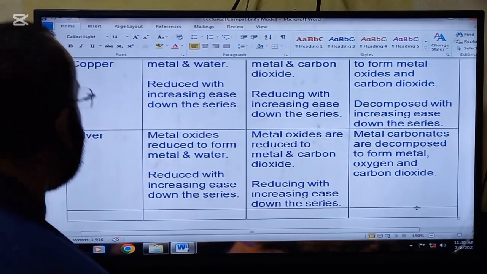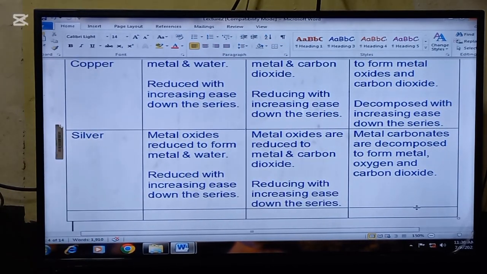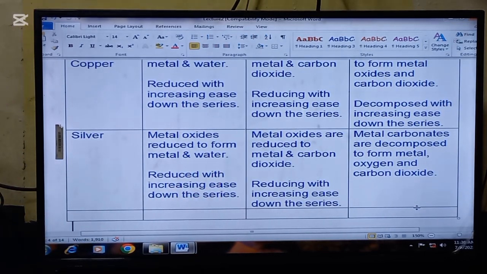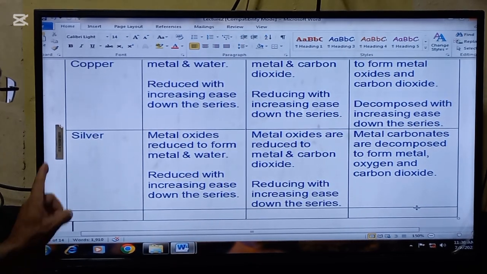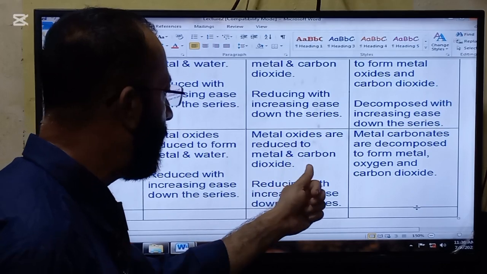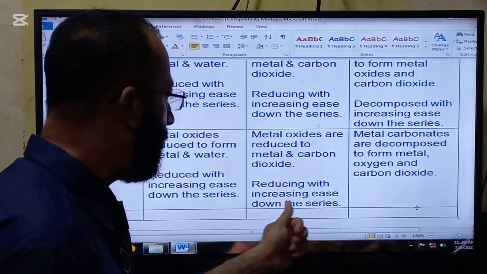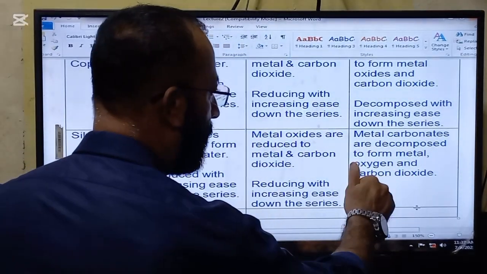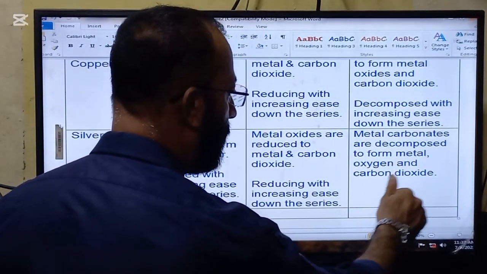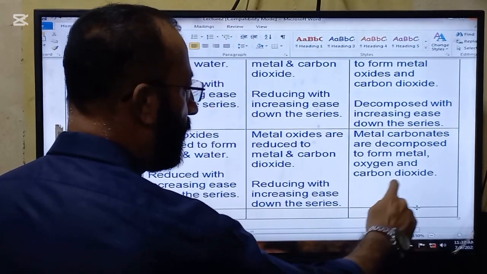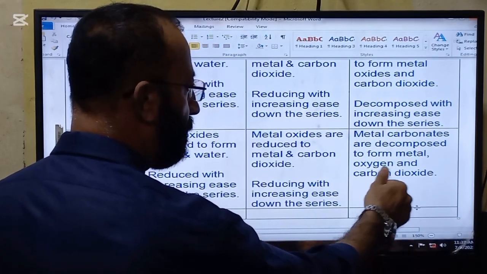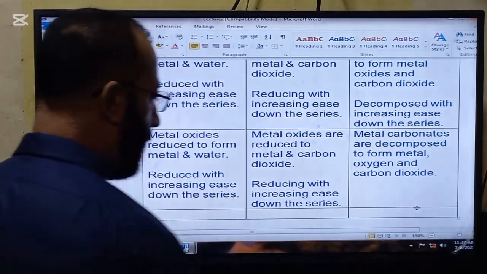Next, we are going to read the metal silver. Silver oxide is reduced to form metal and water, reduced with increasing ease down this series. Silver oxide is reduced to metal and carbon dioxide, reducing with increasing ease down this series. And silver carbonate is decomposed to form metal, oxygen, and carbon dioxide. So look now, these are decomposed even more readily. So they are decomposed to metal, oxygen, and carbon dioxide.